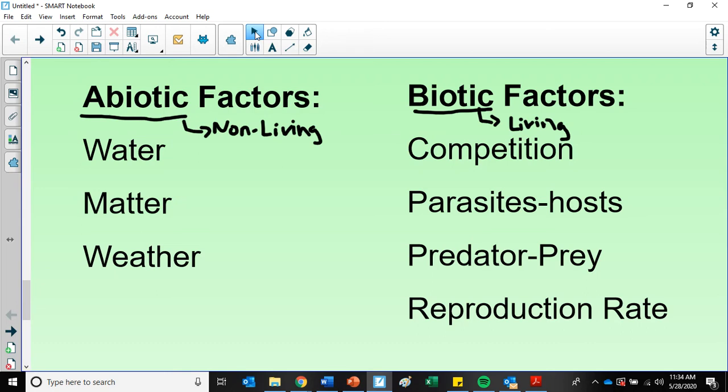Biotic factors are things like competition. And so between other species, whether we're fighting for the same resources, we're fighting for the same water, there's a battle between species of, oh, I need food, I need water, I need this location to live. There's competition. There's parasites and hosts.